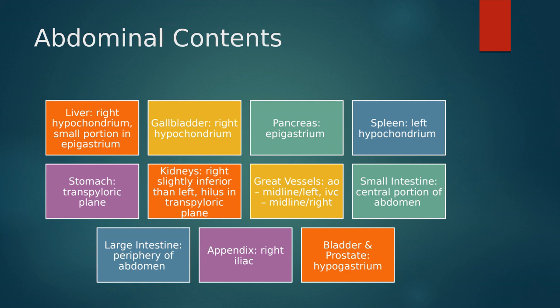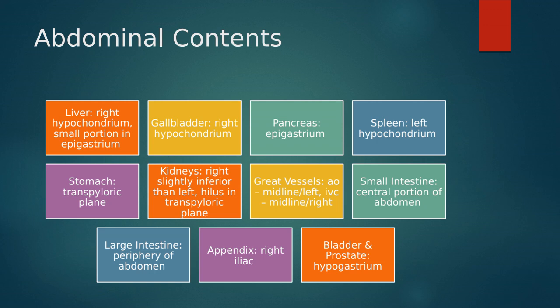Our stomach is at that transpyloric plane. Our kidneys, our right kidney is going to be located a little bit lower than our left kidney, and that's because the liver on the right side is so large that it pushes the right kidney down. The left kidney doesn't have to fight with that big of an organ on the left side, so it's going to be a little bit higher. So the right kidney is going to be slightly lower than the left kidney, at the level of the transpyloric plane typically for both of them, but the right one's a little bit lower.